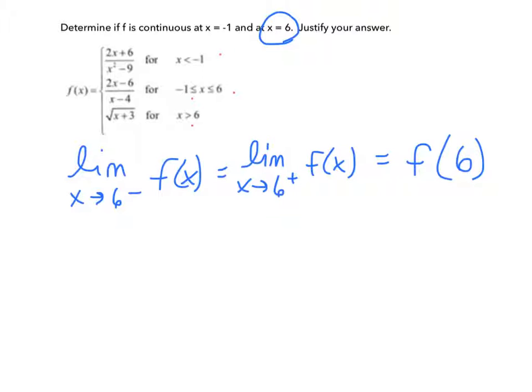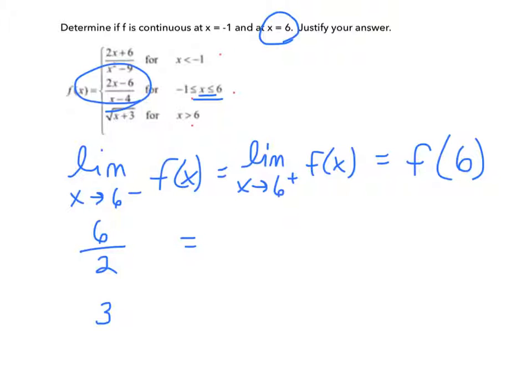So I'm looking at as x approaches 6 from the left. That would be when x is less than 6, and so I'm using this second rule right there, and plugging that in. Mentally, I can see that as I plug in the 6, it's not going to make zeros in the top or the bottom. So 2 times 6 is 12, minus 6 is going to be 6, over 6 minus 4 is going to be 2. So that's going to give me a limit of 3.